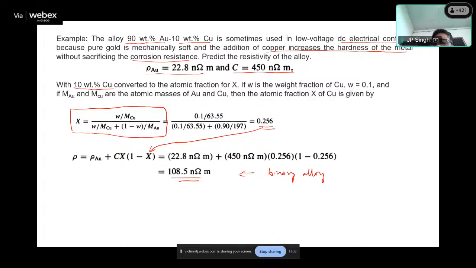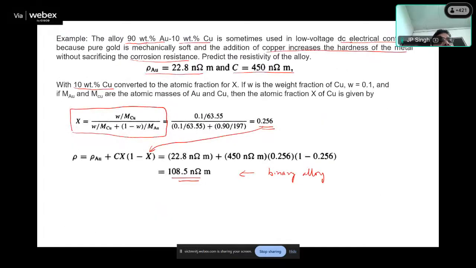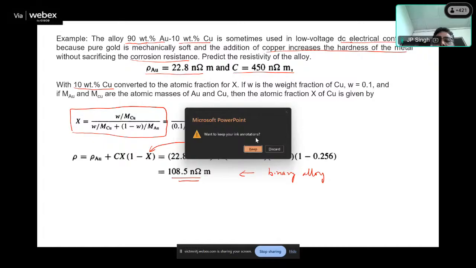Now maybe I'll continue with the AC conductivity part in the next lecture. I'll stop here, and let me know if you have any query till now. Then maybe we'll take a 5 minute rest, and then we can continue.